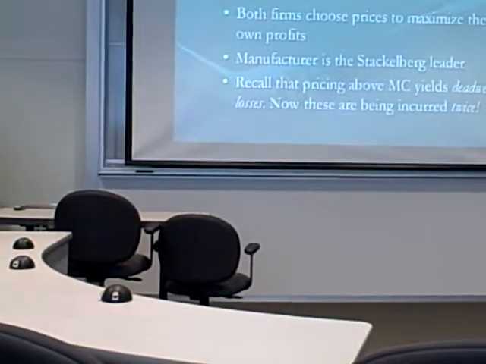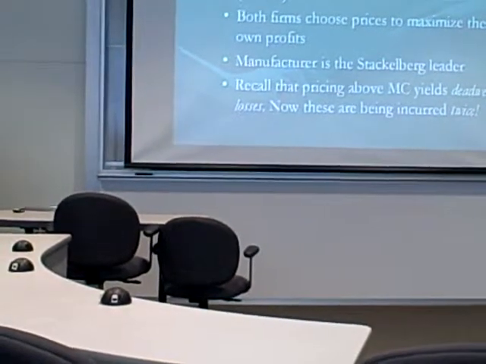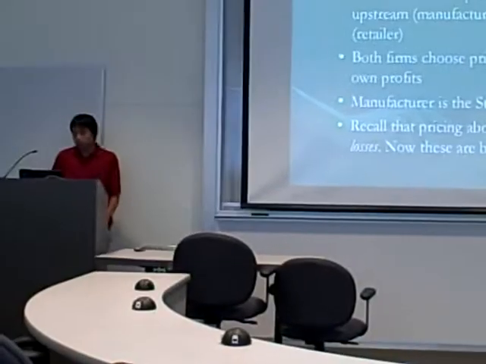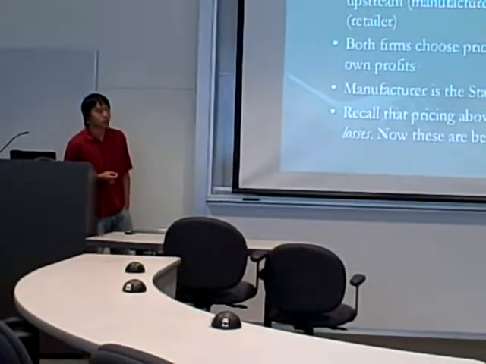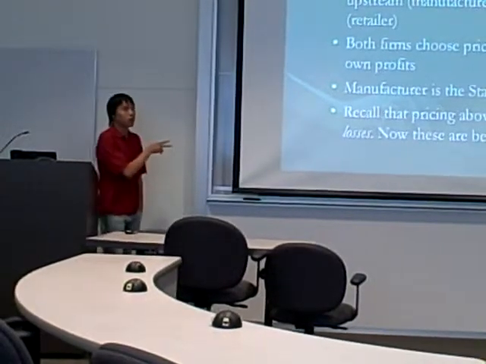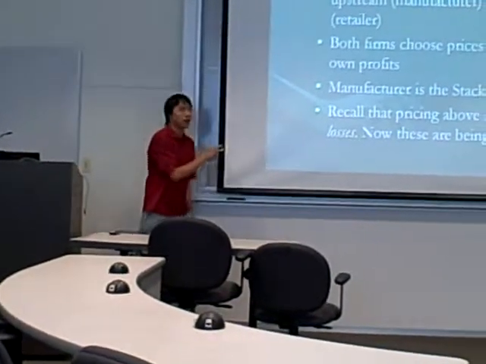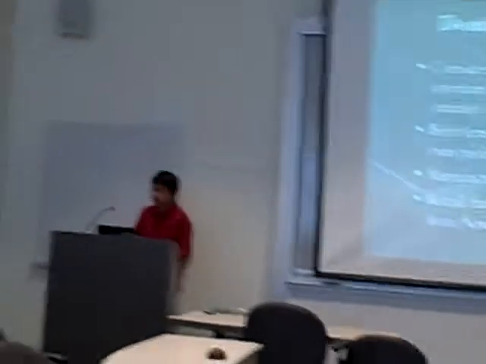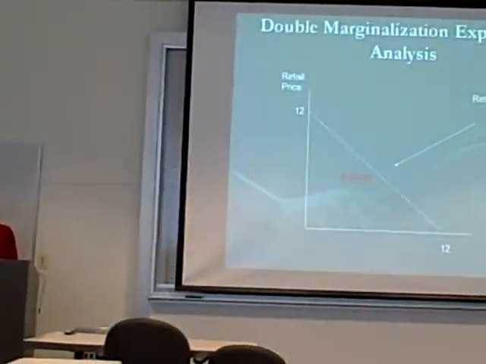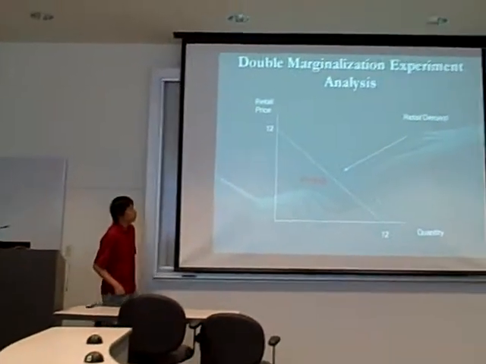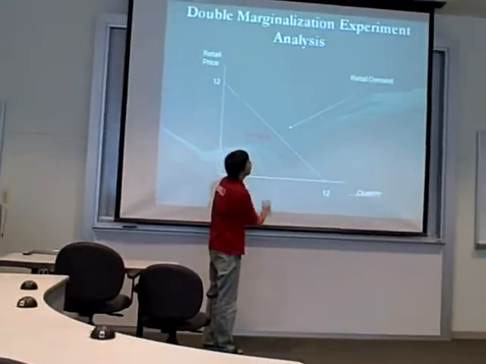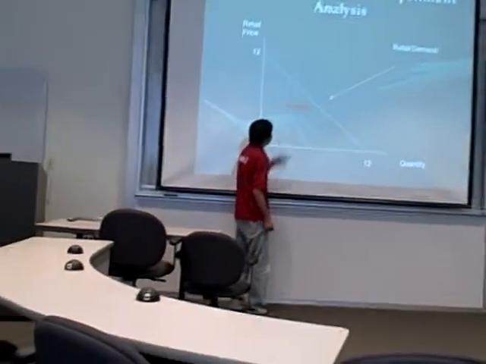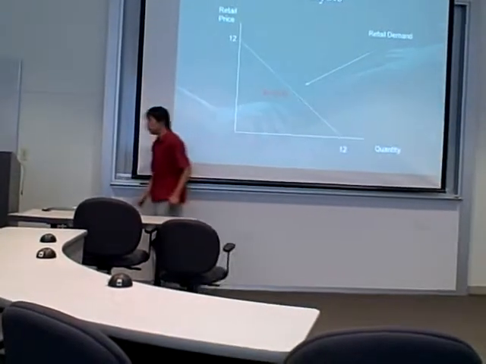retailer profit. And I just want to mention that pricing above marginal cost will cause this kind of deadweight loss. But in this problem, it actually occurred twice. So it's the essence of double marginalization. Here we assume both agents face the same retail demand, which is P equals 12 minus Q.